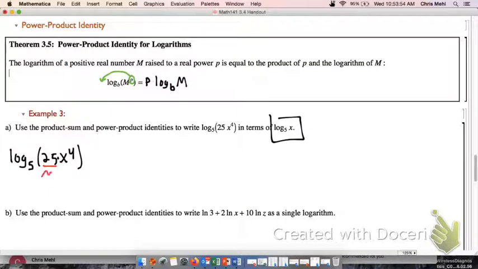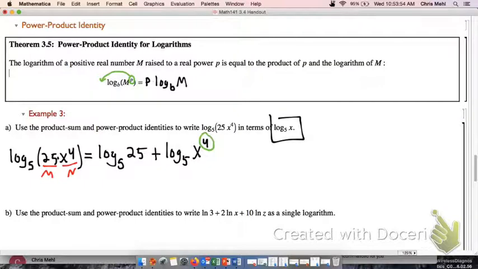So 25 is going to be the M, x to the fourth is going to be thought of as capital N. And you can first break this up into a sum of logarithms, log base 5 of 25, plus log base 5 of x to the fourth. Okay, next, we're going to do a couple things.